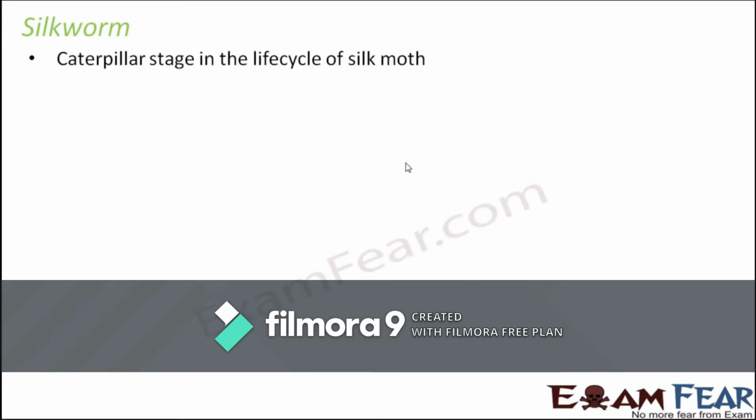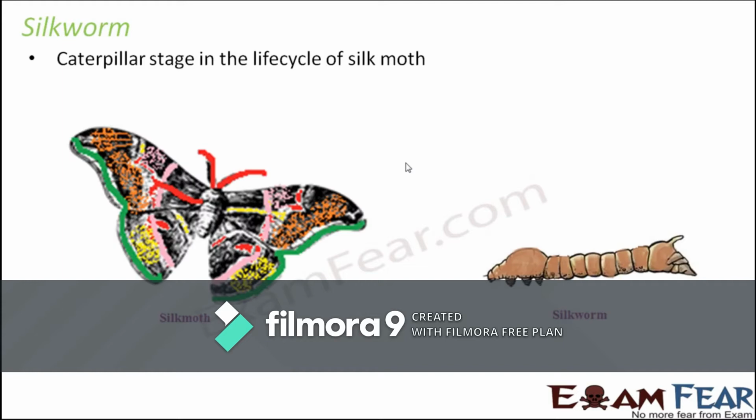So let's see what silkworms are. Silkworms are the caterpillar stage in the life cycle of the silk moth. So let's see how a silkworm looks and how a silk moth looks. This is a silk moth which resembles a butterfly, and this is a silkworm which resembles any other worm. So it is creepy and it crawls on the ground. So that's how a silkworm looks.